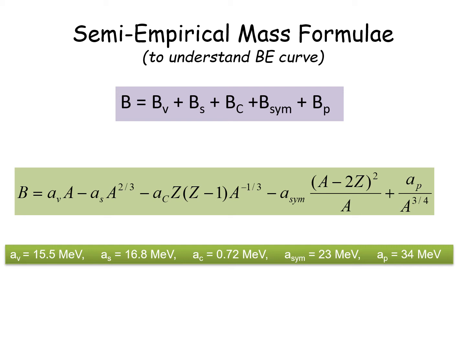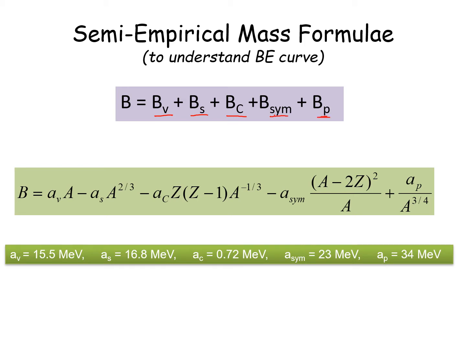We come to the semi-empirical mass formula to understand the binding energy curve. The binding energy of a nucleus consists of a number of contributions from various terms. So here I have written the different contributions in the binding energy. This is called the BV, that is called the volume term. This is called the BS, that is called the surface term. This is called the BC, that is Coulomb term. This is the symmetry term, and this is the pairing term.